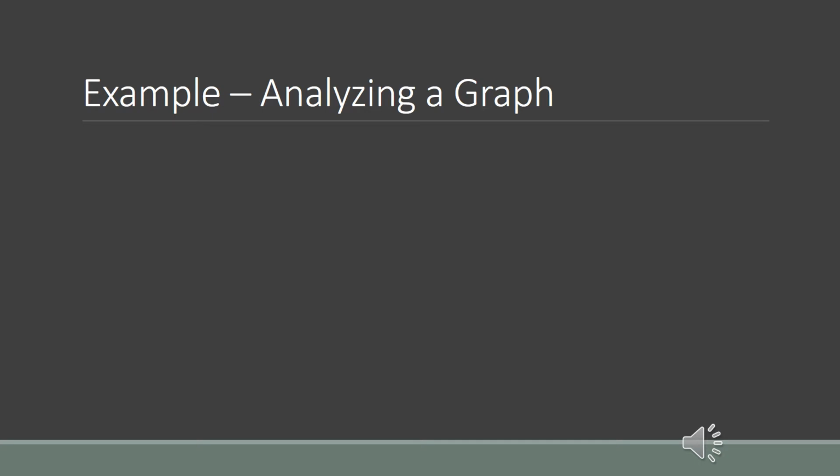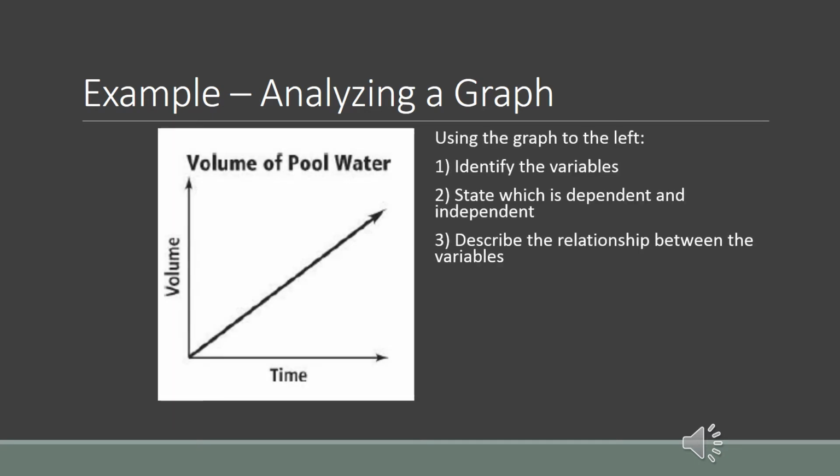So let's do an example of analyzing a graph. Using the graph to the left, I want you to identify the variables, state which one is the dependent and independent variable, and describe the relationship in your own words between the variables. Pause the video at this point to give yourself a chance to do this on your own.